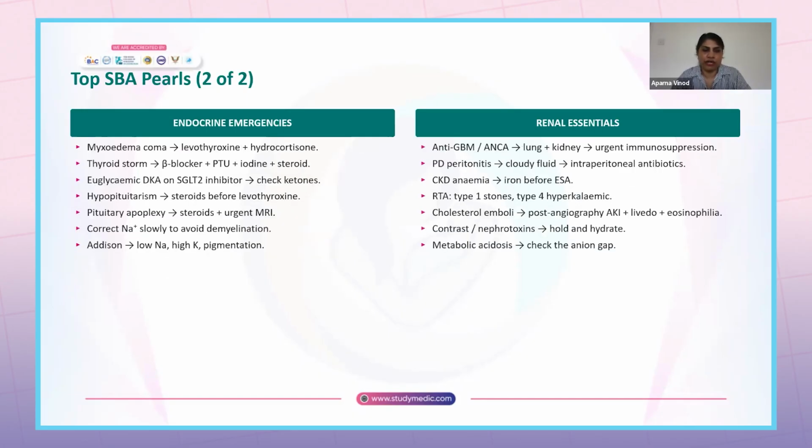For myxedema coma and endocrine emergencies, go ahead with hydrocortisone, levothyroxine. With thyroid storm, treat the symptoms with beta blocker. PTU, iodine and steroid can be used to manage storm.